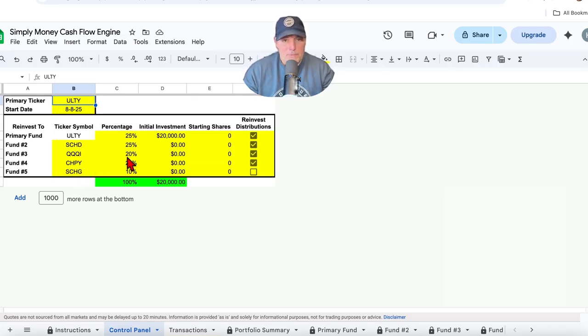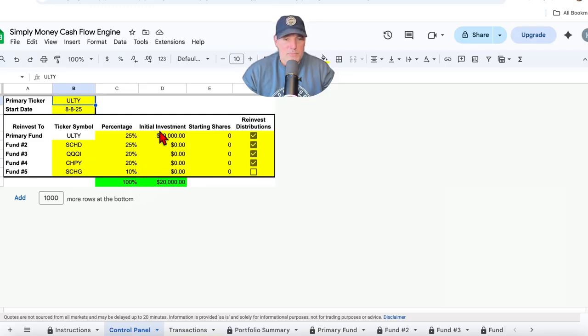And then you're going to put here the percentage. This is the percentage that you're going to put back into the fund. So with Alti, you're putting 25% back into Alti. So if you get a $1 distribution, you put 25 cents back into Alti, 25% into SCHD, 20% to QQQI, 20% to Chippy, and 10% to SCHG. You can adjust these percentages. If you wanted to put it all into SCHD or QQQI, you can put that at 100%. You can put 0 here, whatever you want to do, as long as it equals 100%.